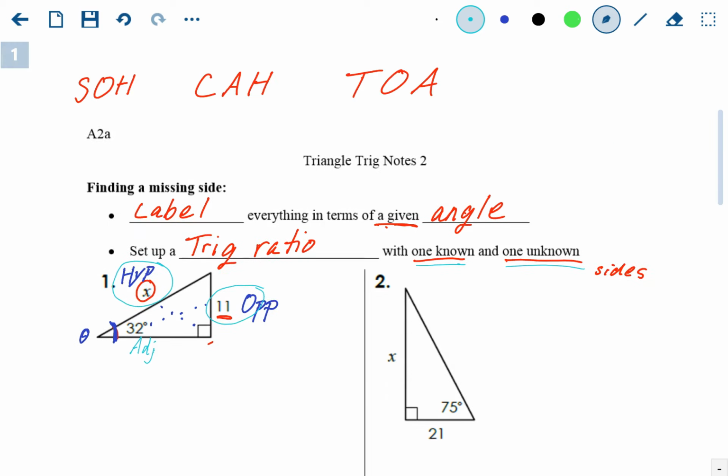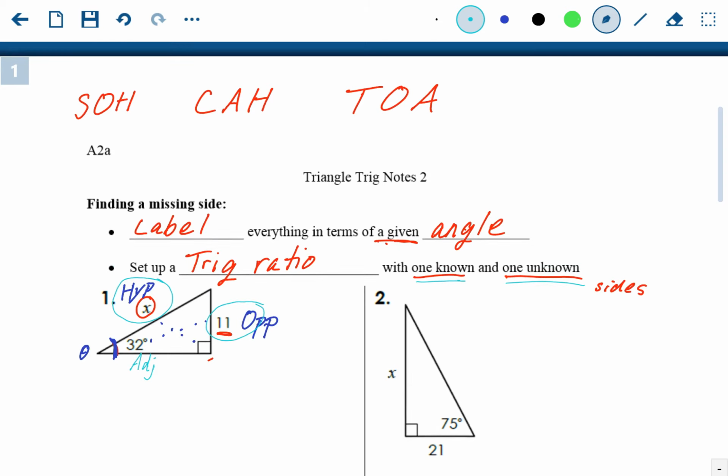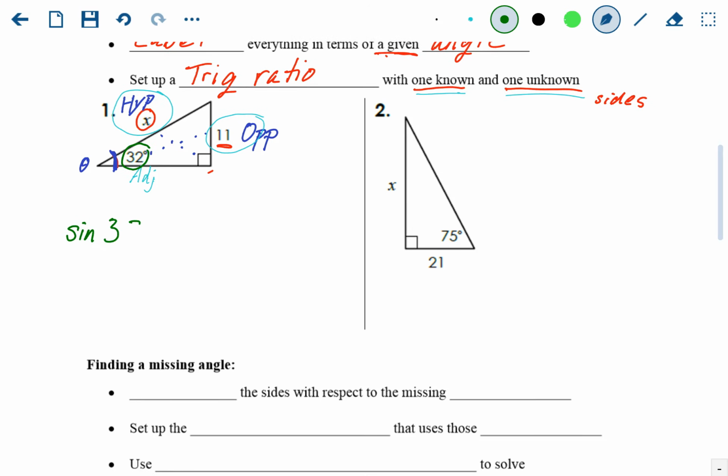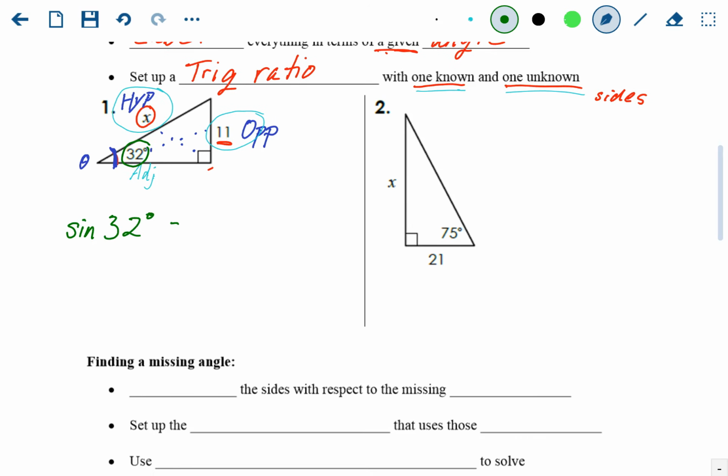So you have to decide which trig function uses opposite and hypotenuse. It's going to be sine. So we'll set up the sine trig ratio. The sine of an angle, and the angle we're using is 32. The sine of 32 degrees is equal to the opposite side divided by the hypotenuse side. So it's the ratio of the opposite side, which is 11, divided by the hypotenuse side, which is x. So that's the equation we need. Now we have the setup, so now we just have to solve.